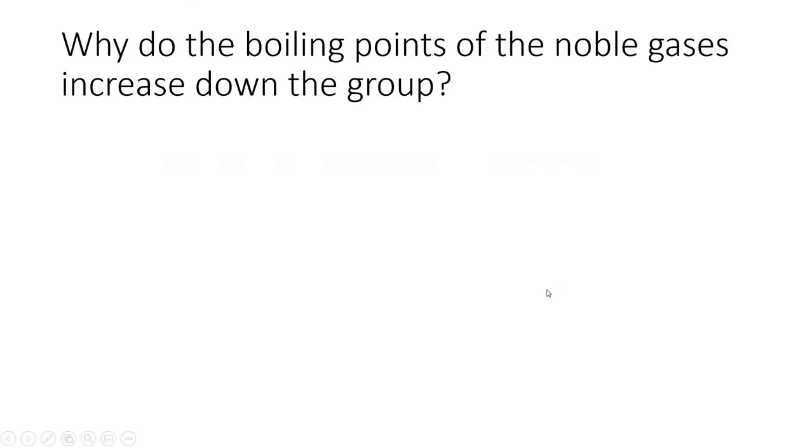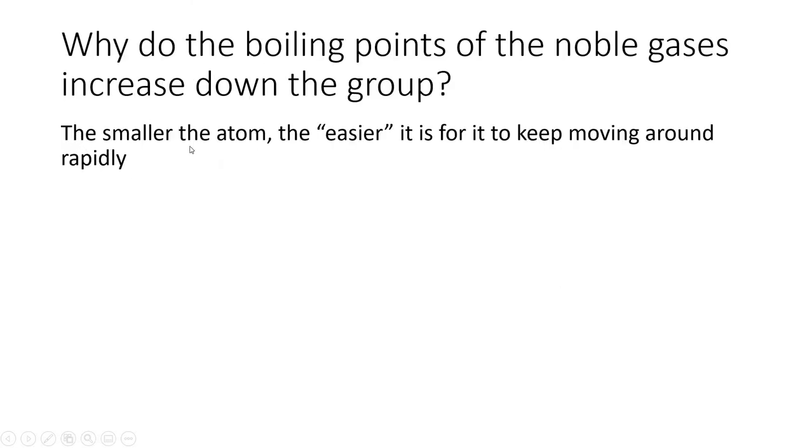So why is this? It's simply because the smaller the atom is, the easier it is for it to keep moving around rapidly. So if you have a tiny helium atom, it's quite easy for it to whiz about. It doesn't take much energy for that. Whereas krypton needs more energy for it to be moving about.